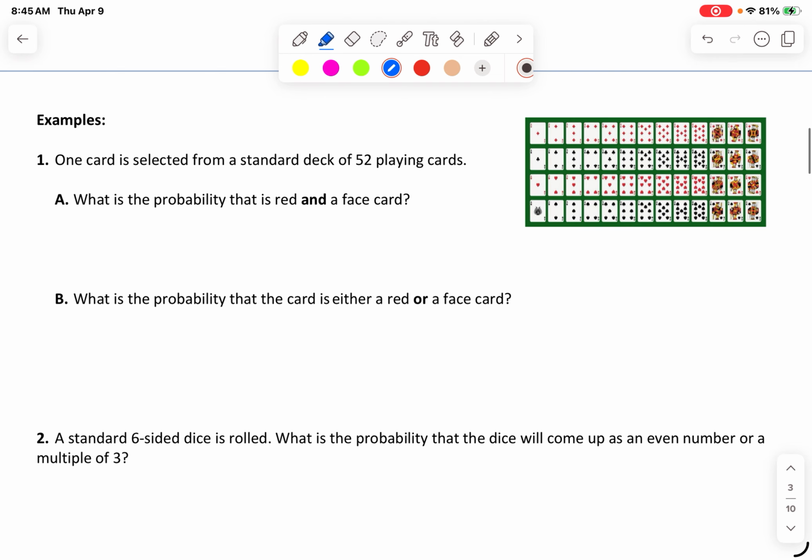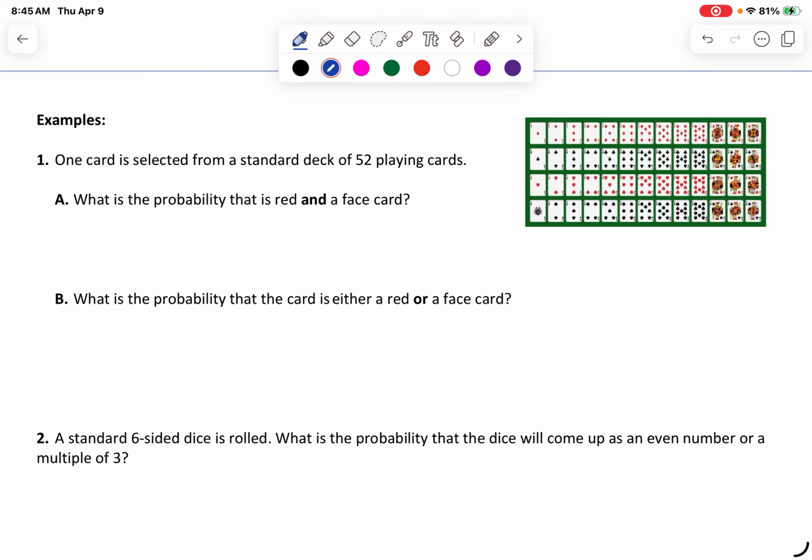Okay, so I stopped the video and went back and got this deck of cards, just in case you're not familiar with what a deck of cards looks like, so I don't have to say picture it in your head. That's what our deck of cards looks like. All right, so we're going to find the probability, let's start off with one card selected from a standard 52 playing cards. So we're going to pick one card from here.